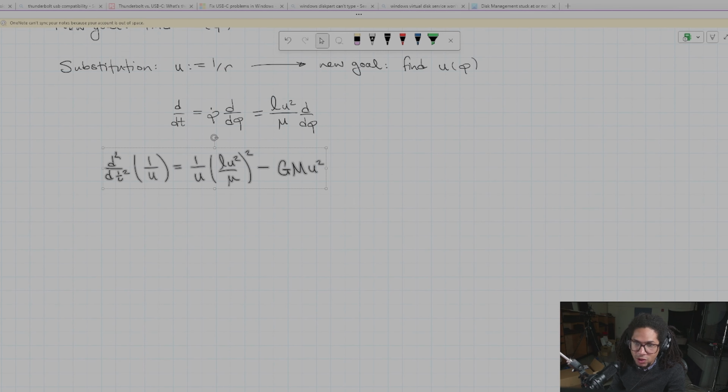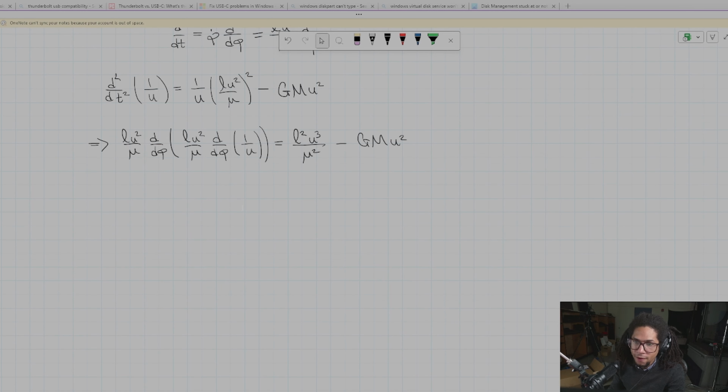So now everything is in terms of u and t, and I need to get my phi's in there. And I'll do that by expanding this term on the left-hand side of the equation. All right, so this tells me that L u squared over mu d d phi of L u squared over mu d d phi of 1 over u is equal to, well, when I multiply this out, this is going to give me L squared u to the 4th over u mu squared. So that's L squared u cubed over mu squared minus gm u squared.